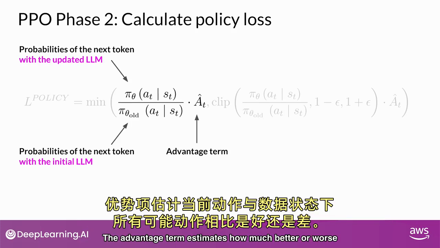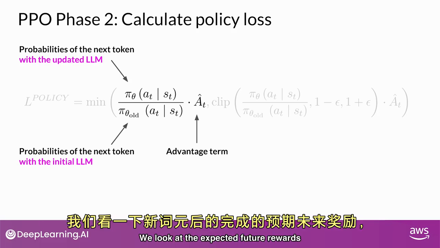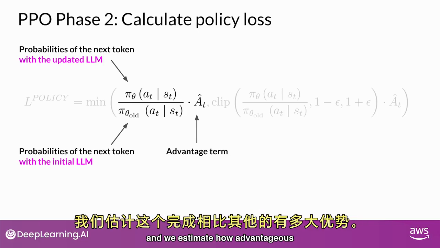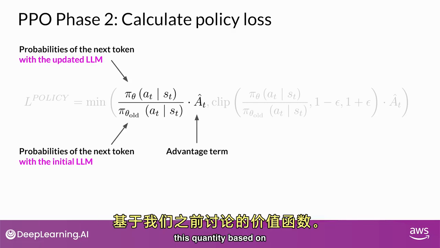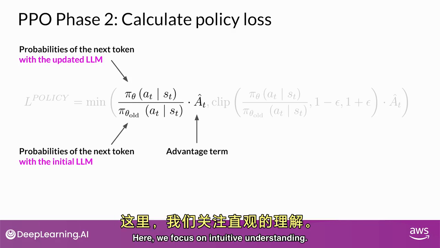The advantage term estimates how much better or worse the current action is compared to all possible actions at that state. So we look at the expected future rewards of a completion following the new token, and we estimate how advantageous this completion is compared to the rest. There is a recursive formula to estimate this quantity based on the value function that we discussed earlier. Here, we focus on intuitive understanding.